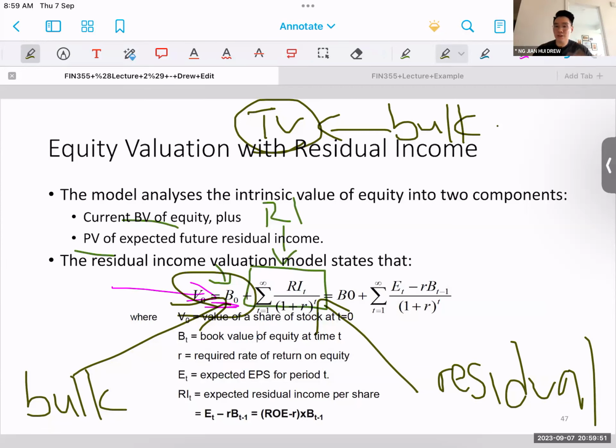Now, in residual income, it is the opposite. We are looking at the historical book value, which is the one giving the bulk of your valuation, and not your future value. Does everyone understand this? This is a very important point. Anyone need me to repeat, or are we clear about this concept? Yeah, we are clear where the bulk of the value comes from.